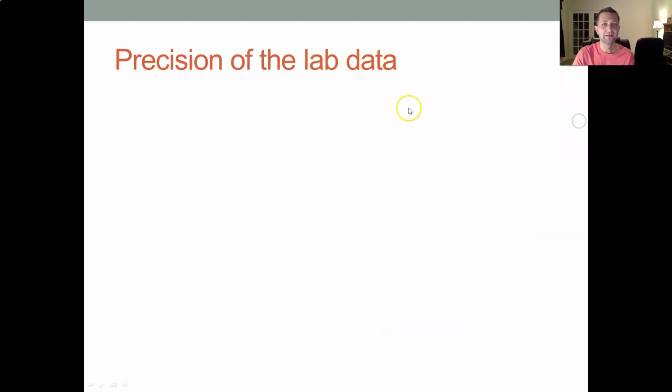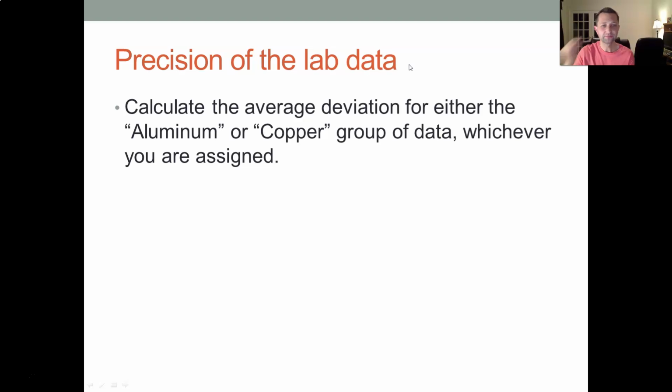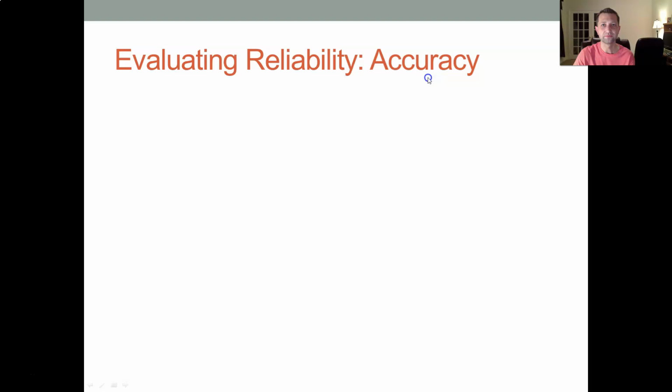Okay, so now what you're going to do is calculate the average deviation for either the aluminum or copper group that you copied down on the second slide of this presentation. I'll tell you which one you're going to find the average deviation for. You'll figure it out, and then we'll go from there.